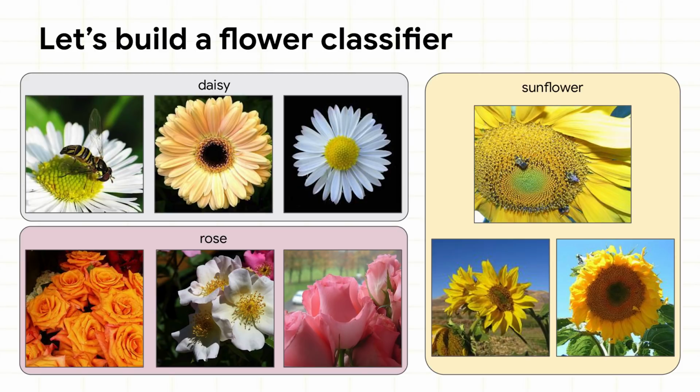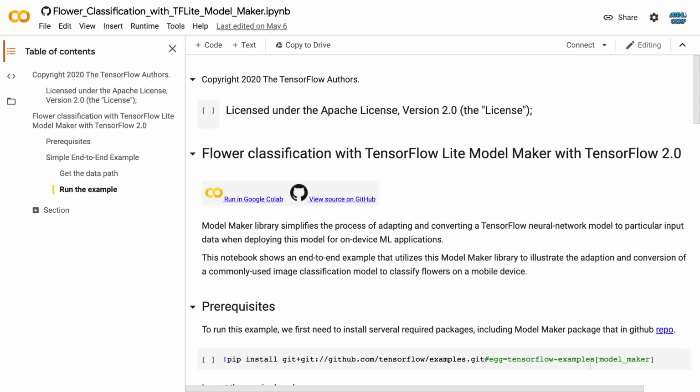In this example, we'll build an app that can recognize 5 different types of flowers: daisy, rose, sunflower, and so on. Now, let's get started. We'll start with training our model in Google Colab.